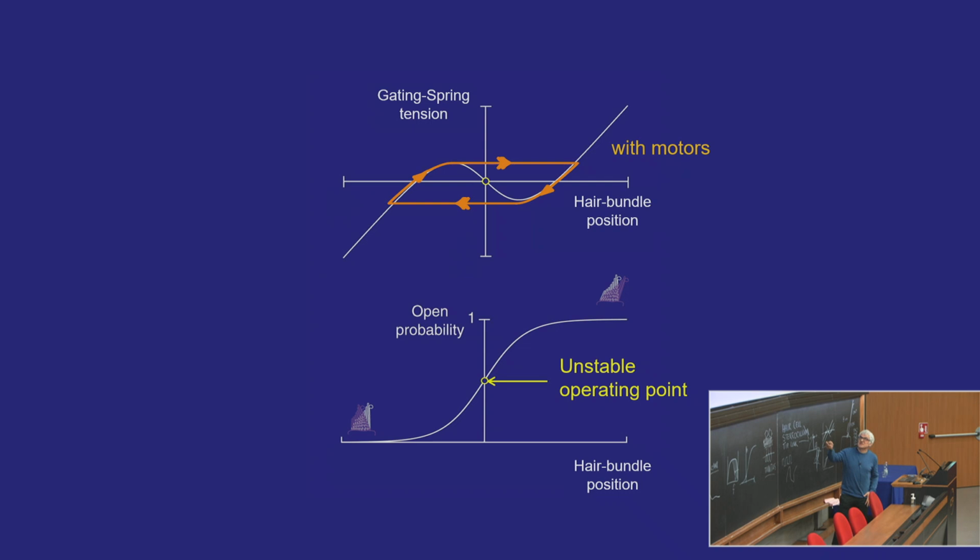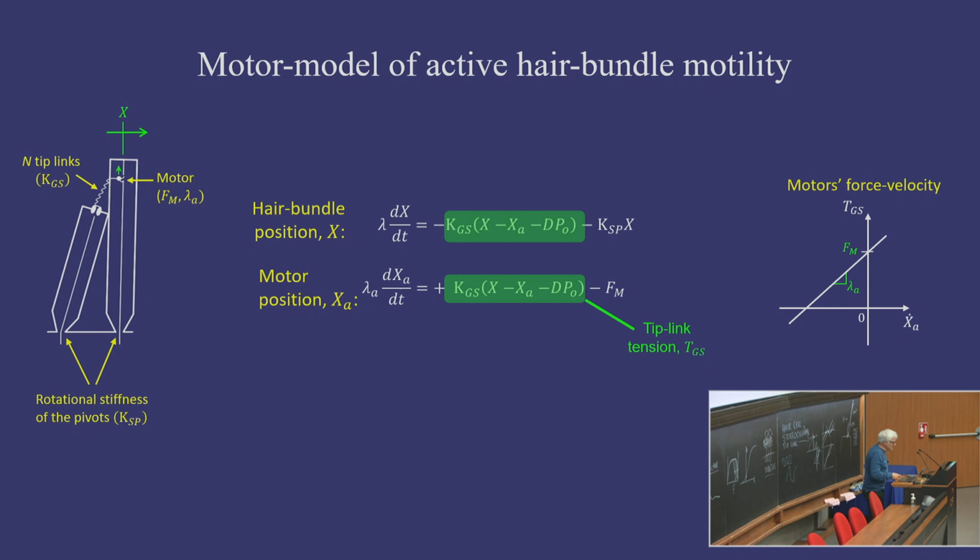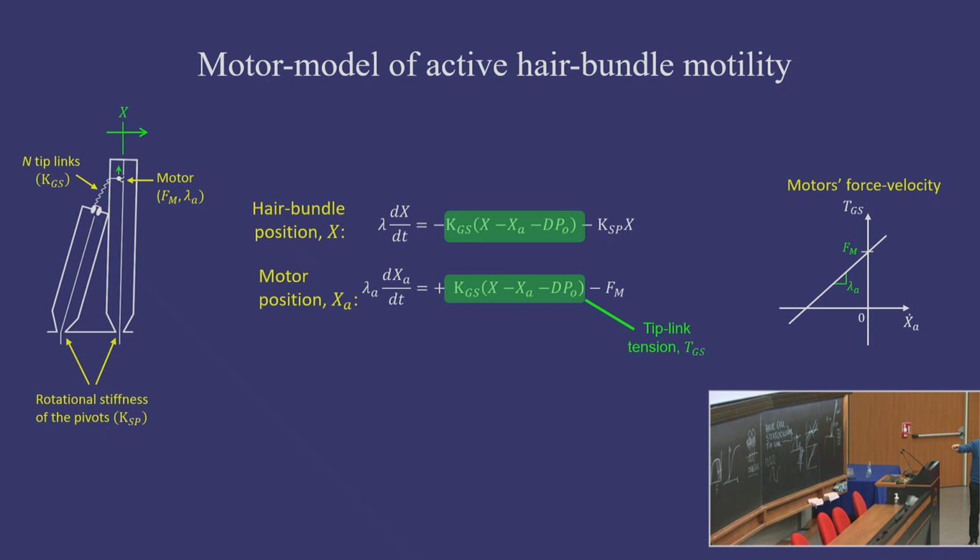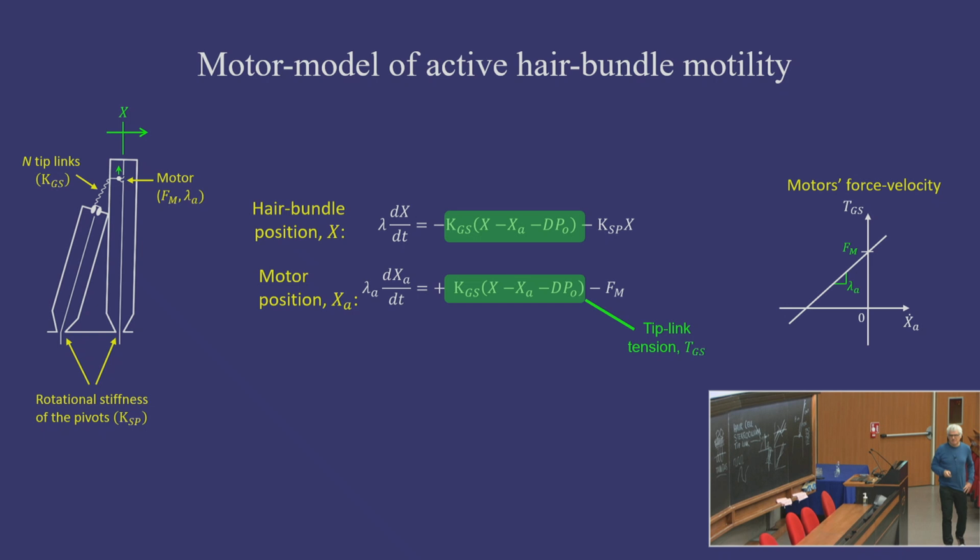Now, we can be more serious about that and develop a model. And these are the equations that we are using. They couple 2 degrees of freedom. The observable x, which is the position of the bundle at the top here, along a horizontal axis, and the hidden variable, that corresponds to the position of the motors that are working up and down to regulate tension in the tip links. At steady state, the tip link tension must be compensated by pivoting of the stereocilia so that their two forces balance. If they don't balance, then the bundle moves at a velocity that will be inversely proportional to its friction coefficient lambda.